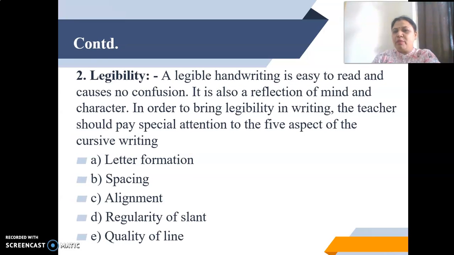But what is letter formation? That I have discussed in the previous one, distinctiveness. The formation of letters should be proper, so everyone can understand the letter in the same manner. Spacing, that while writing the letters, there should be proper space. Alignment, it should not slope either downward or upward. It should be in a straight line. Regularity of slant, that means we should not use any extra strokes, and it should not be a left or right slant. Quality of line, everything should be written in a straight line.